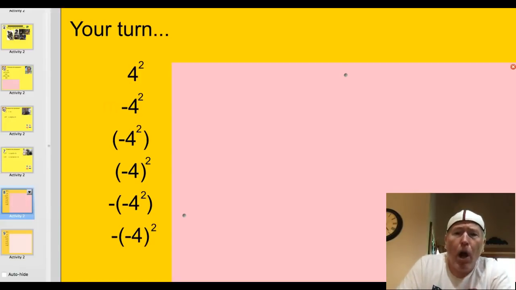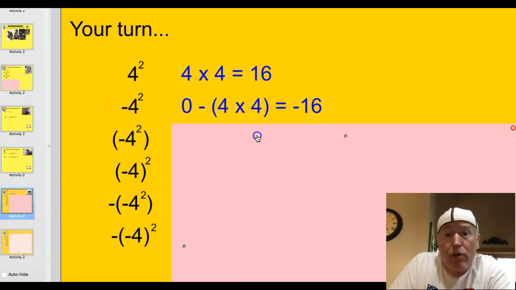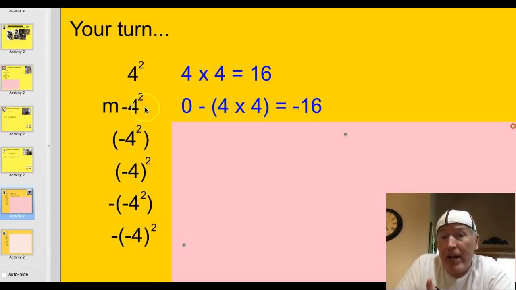All right, sounds good. All right, 4 squared. Let's take a look at this. Well, that's 4 times 4, which is 16. Everybody knows that one. And I think by now you've got that this is a negative 16. But in case you didn't, another way to think about that is you could think of it as an m minus 4, so that would be m minus 16.